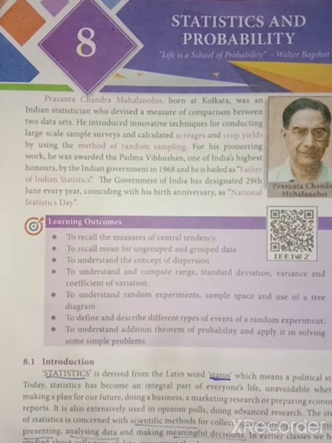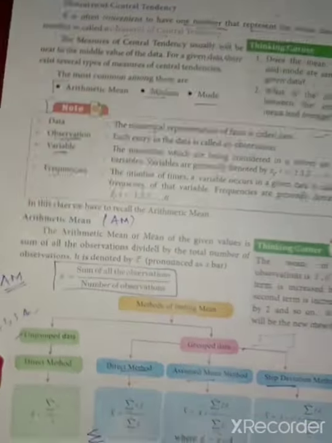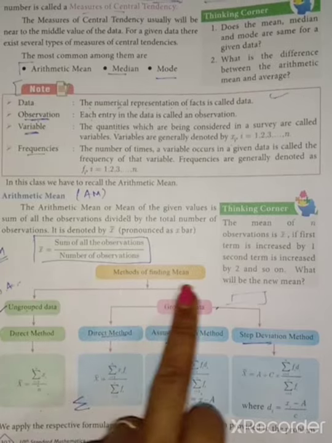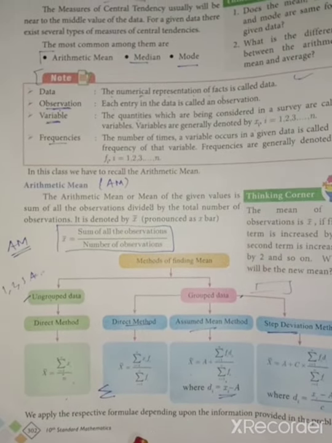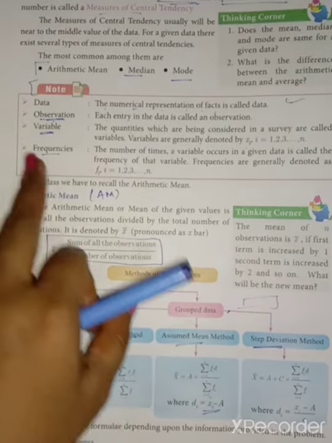In the CW note, you have to take a new page and write the date. In the center, write Statistics and Probability. Then next you have to write the formulas. Here we have one formula, that is the method of finding mean. All these formulas you have to write, and also you have to write the note.